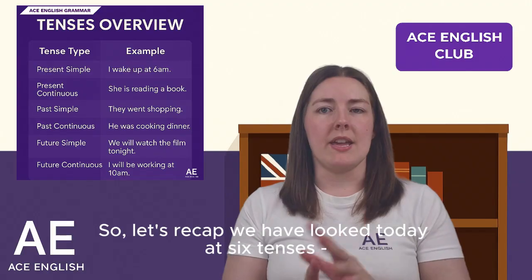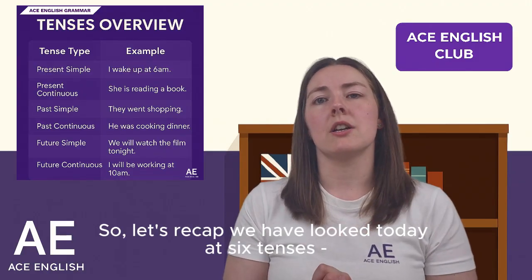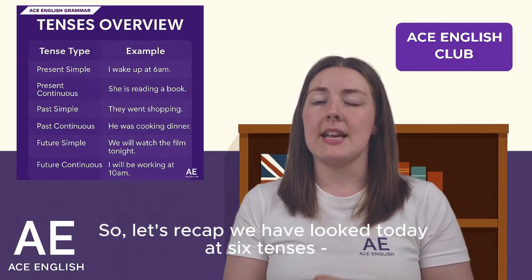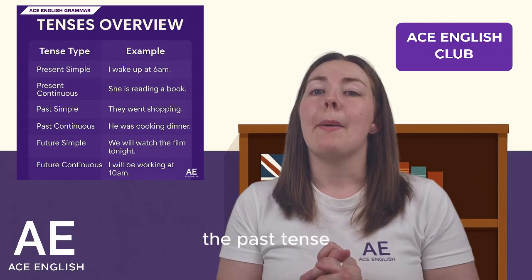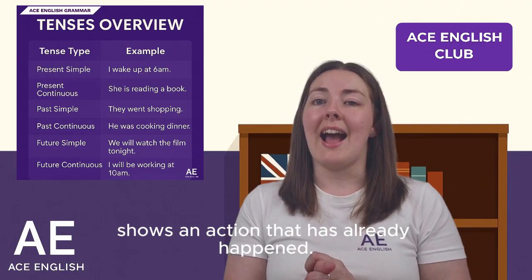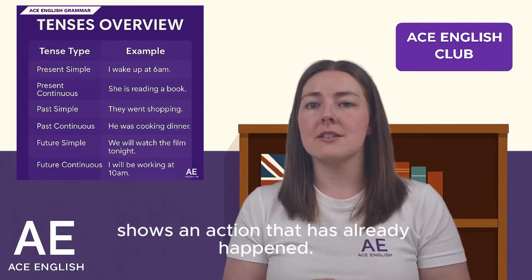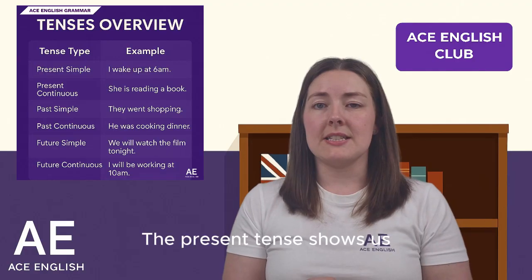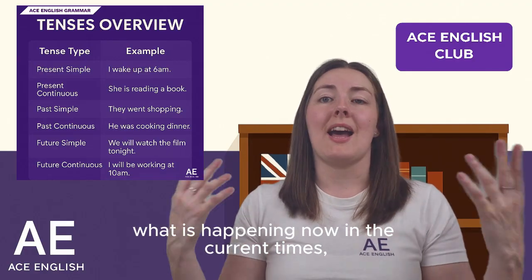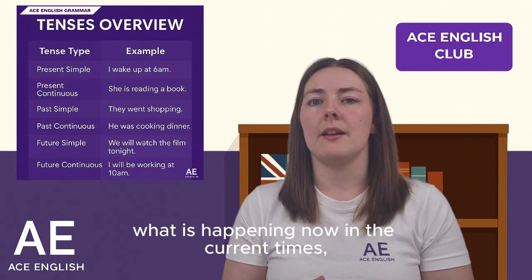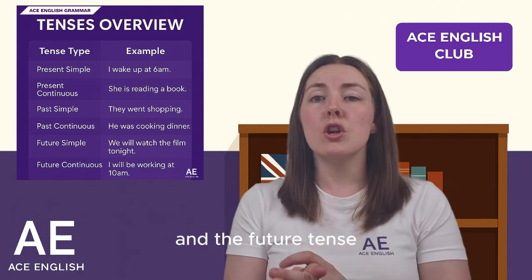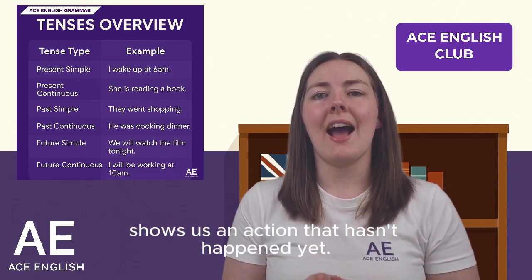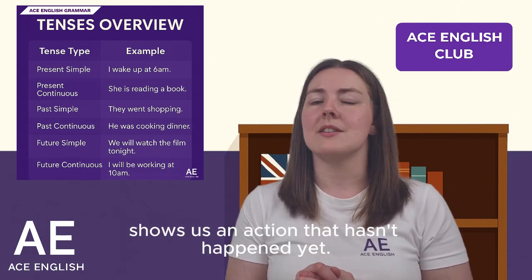So let's recap. We have looked today at 6 tenses. The past tense shows an action that has already happened. The present tense shows us what is happening now in the current times, and the future tense shows us an action that hasn't happened yet.